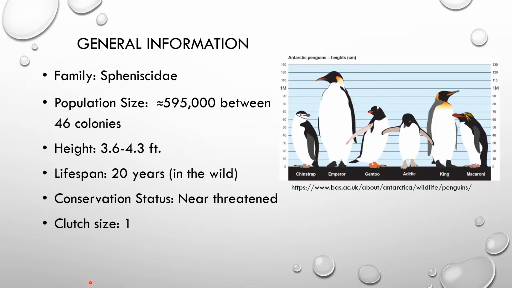So starting with some general information, this is the family that it is in. The population size is about 595,000, and that's between 46 colonies. The height is between 3.6 and 4.3 feet. Their lifespan is 20 years in the wild, but actually around 50 in captivity. Their conservation status is near threatened, and the clutch size is 1. Here you can see the height of the emperor penguin compared to other species.